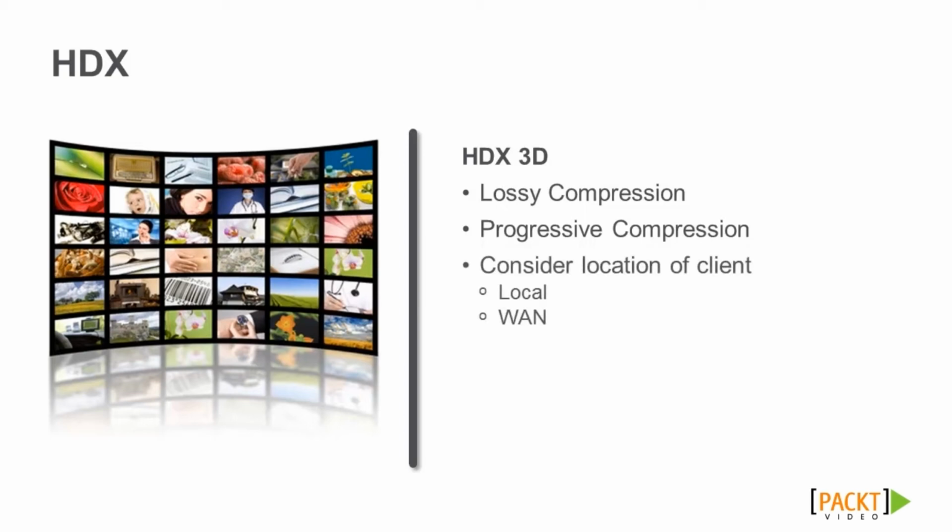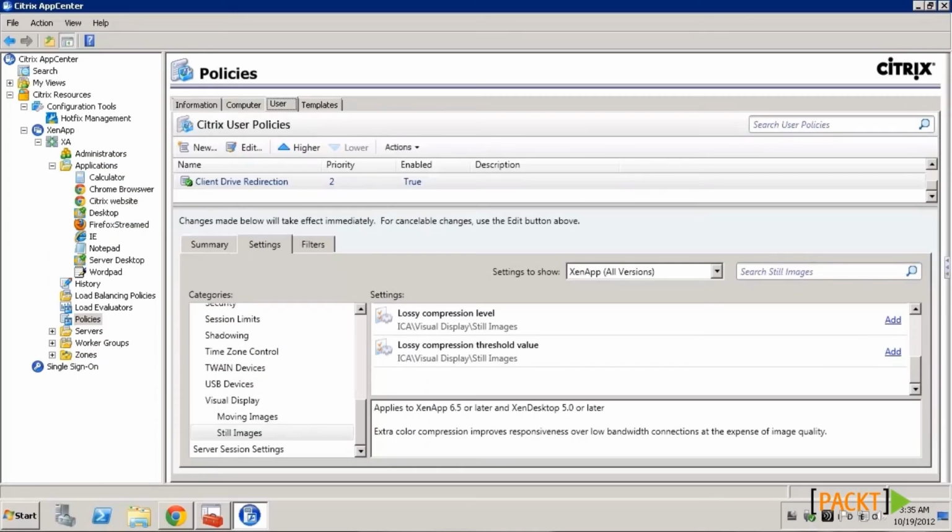Depending on where your user is located, they might be close to the XenApp server, or they might be in a remote office across a WAN. In either case, you might want to consider changing your compression settings to suit the needs of either. Image compression is enabled by default, but you can configure the lossy compression level with one of the following options. It can be found in the user settings under Visual Display, Still Images, Lossy Compression Level.